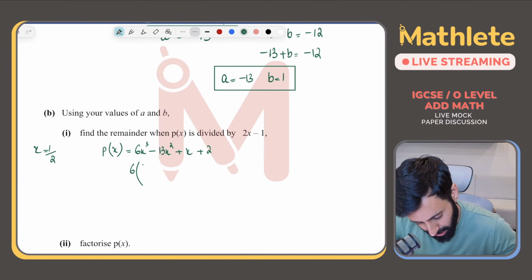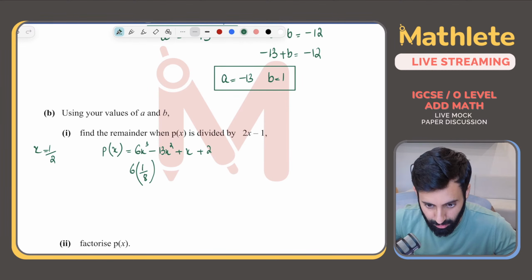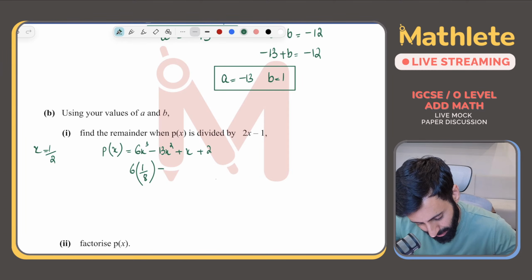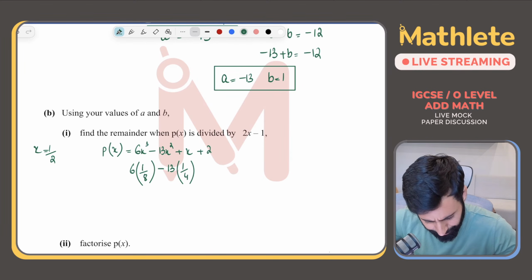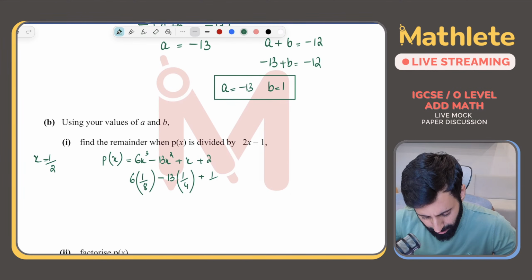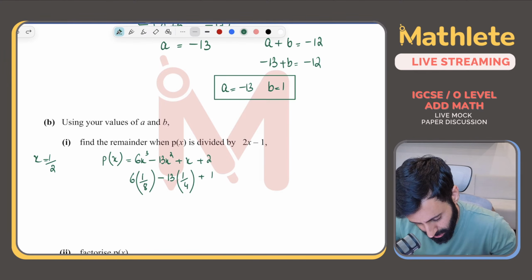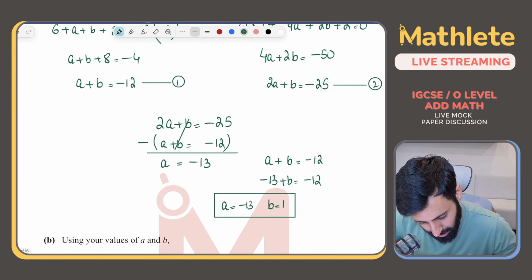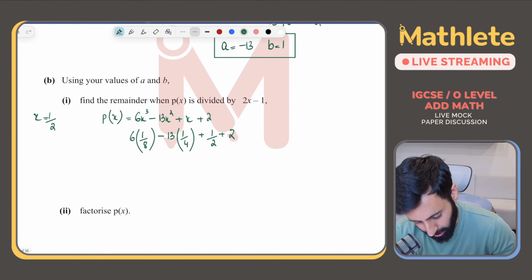So half cubed is 1 upon 8. All right. Then let's plug in half into the x squared term also, so that is 1 upon 4. Yeah. And then plus 1 upon 2 plus 2. Okay, let's double check. Yep, that is correct. Okay, so 6 upon 8 is 3 upon 4. 3 upon 4 minus 13 upon 4.